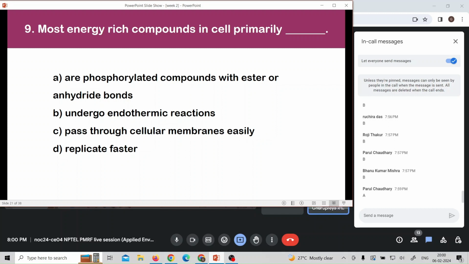As we all know, ATP is the energy currency. That is phosphorylated with three phosphates. So this is adenosine triphosphate. Phosphate bonds usually are made with the expenditure of energy, and when they are broken down, energy is released. So that is why the compounds are named as energy rich compounds.